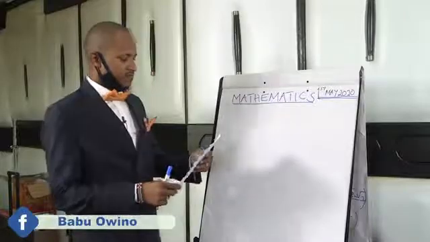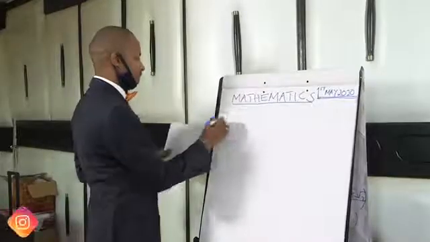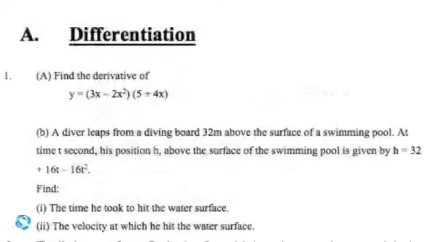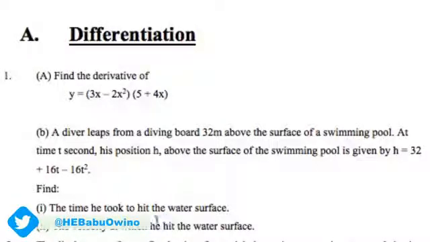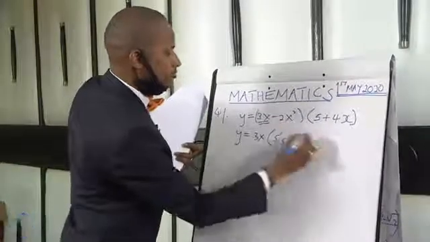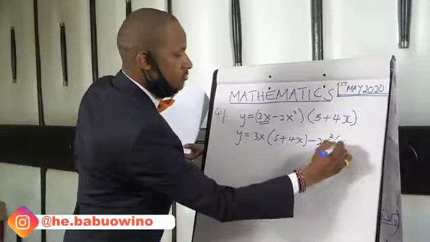Number one, we have differentiation. Question number one. Find the derivative of y equals to 3x minus 2x squared, multiplied by 5 plus 4x. The first thing when you are faced with such a challenge in finding the derivative, you first of all expand the bracket. So by expanding the bracket, we have y is equal to 3x, multiplied by 5 plus 4x, minus 2x squared into 5 plus 4x.